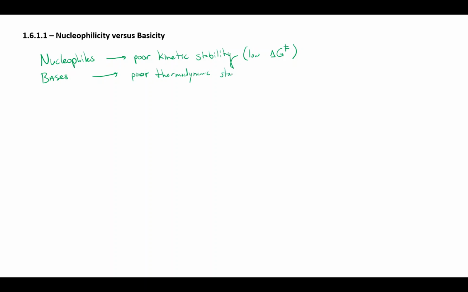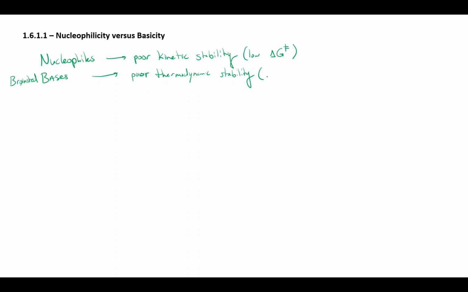Because when we talk about acid-base reactions, I'm talking about Bronsted bases here, just to be clear, right? When we talk about Bronsted acid-base reactions, we're always talking about, is the conjugate base more stable than the starting base? Is the conjugate acid more stable? Those kinds of questions. And that stability we're talking about there is thermodynamic stability, right? And so that means that nucleophiles have poor kinetic stability. That means that they have low activation energy. Bronsted bases have poor thermodynamic stability.